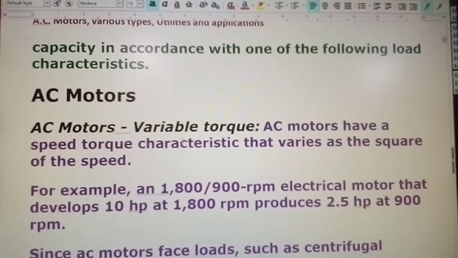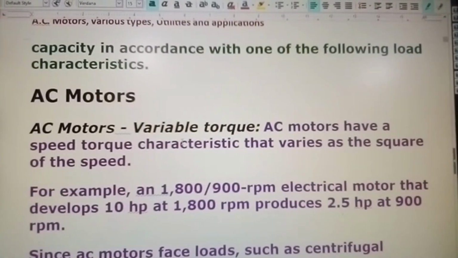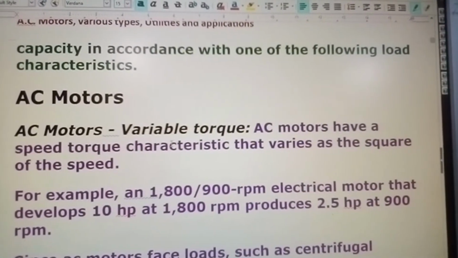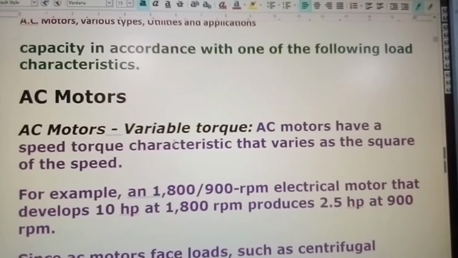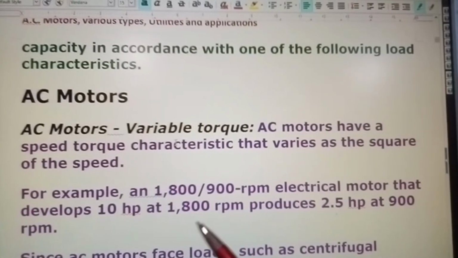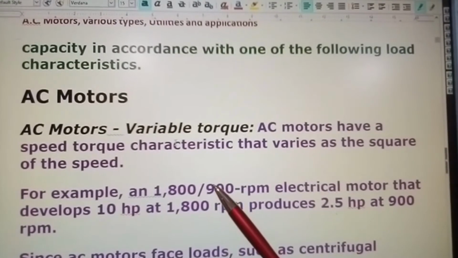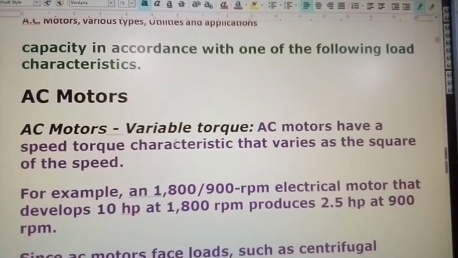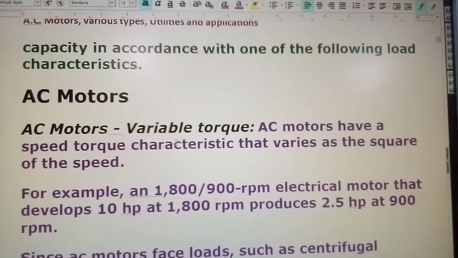Okay? So you need to ensure that your motor can cope with the load at its respective speed, from 1800 revs to 900 revs, so you do not put on a load that is greater than the motor can handle. And that is what he's trying to say here.